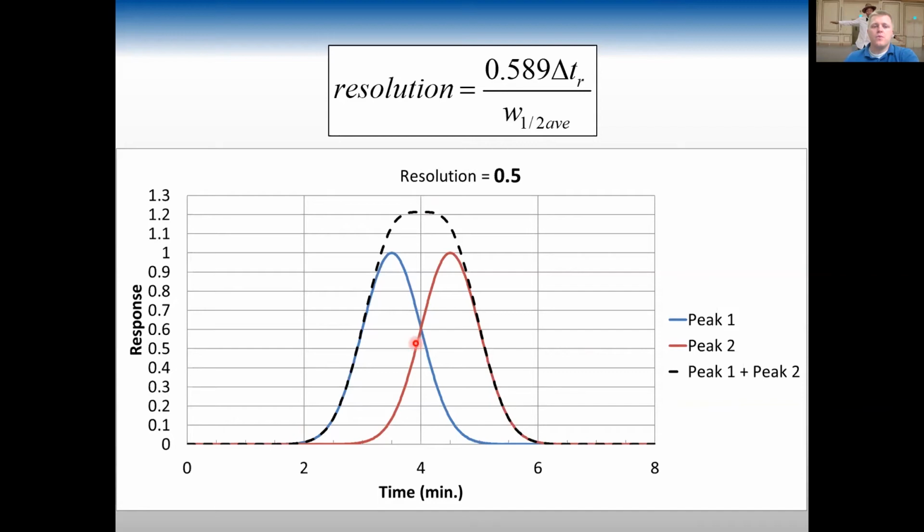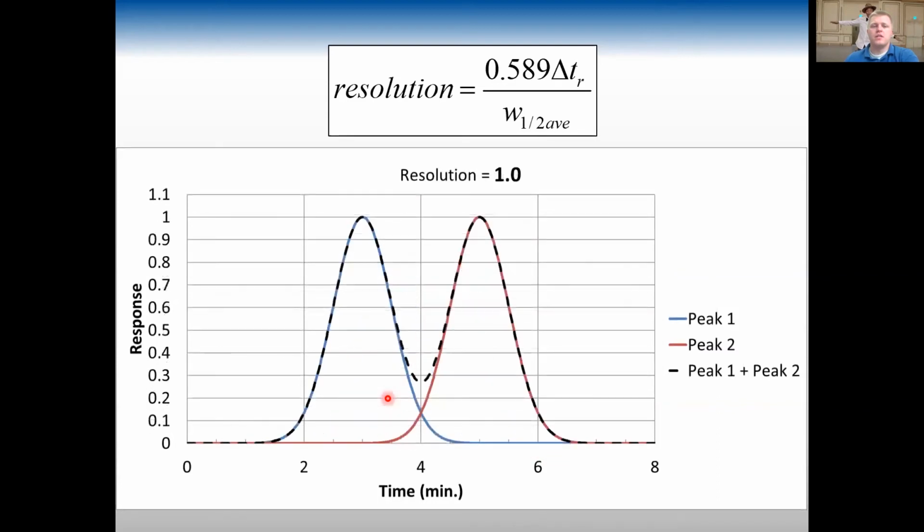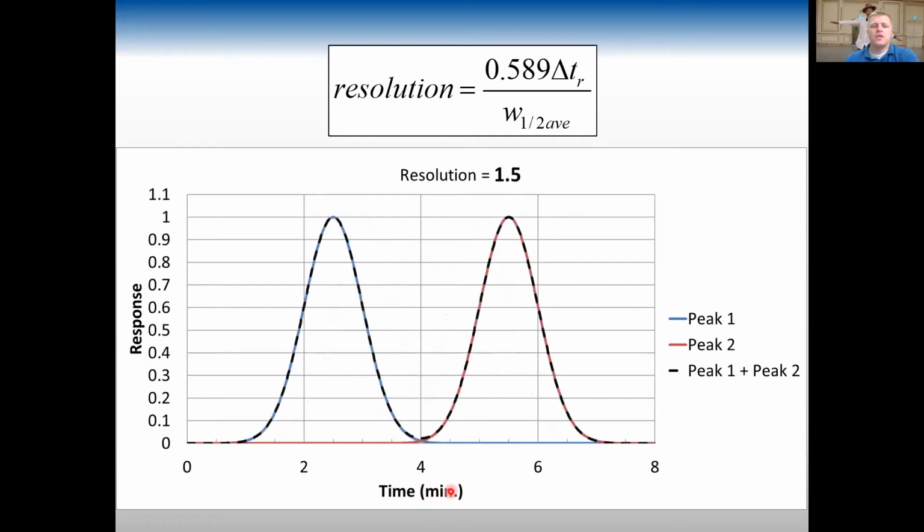But this is what it looks like when you have a resolution of 0.5. You can't tell that there's two peaks at all because they add together to give you this dotted line. The dotted line is what you'll actually see on your detector. But if we have a slightly better resolution, let's say a resolution of 1, now you can clearly see that there are two peaks there. You need a resolution of about 1, or really about 0.8 or 0.9, to tell that there are two peaks present. With a slightly better resolution, we get nearly baseline resolution here.